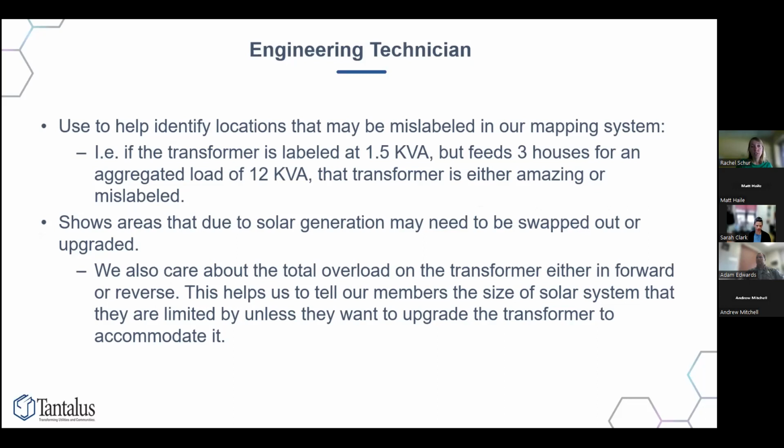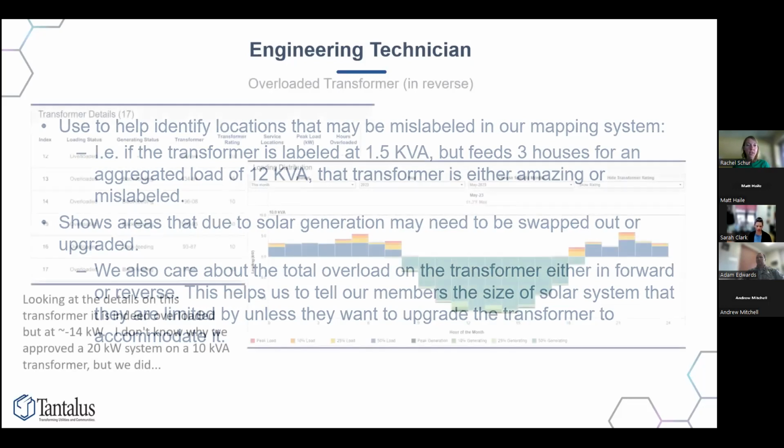Again, it shows areas where, because we've got such a big solar generation, we actually have to upgrade. We've had to upgrade transformers in the past because somebody wants to put in such a big solar array that it's going to max out that transformer. So that also really helps us when we're analyzing our system to see when we need to upgrade a transformer because of a solar system. You can go to the next slide.